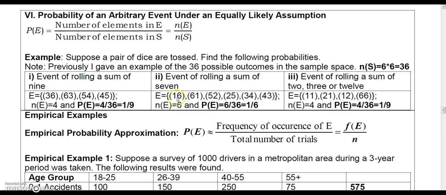Now what about a sum of 7? Well, you can roll a 1-6, a 6-1, a 5-2, a 2-5, a 3-4, or a 4-3. And so that means there's 6 ways to roll a sum of 7. So the probability would be 6 out of 36, which is 1/6.